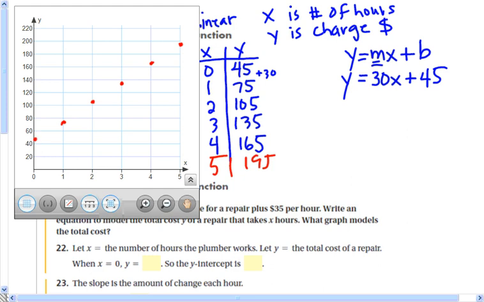Now, if I draw a straight line, I'm just assuming that the carpenter would get paid for part of an hour as opposed to getting a per hour wage. And so that's what that graph would look like.